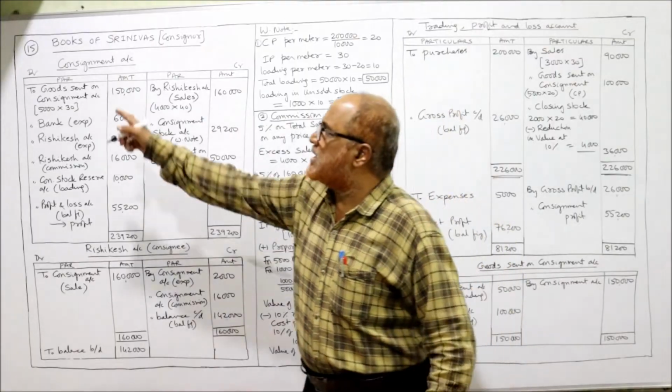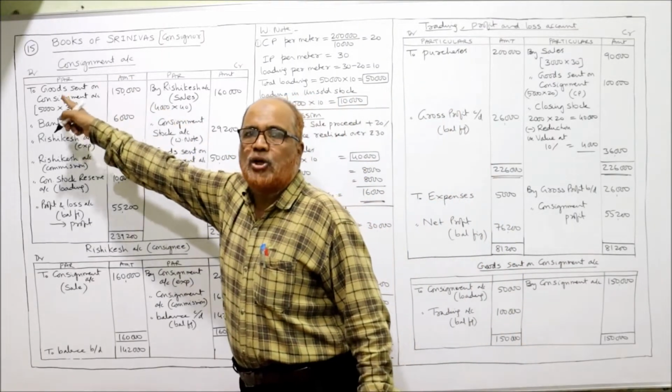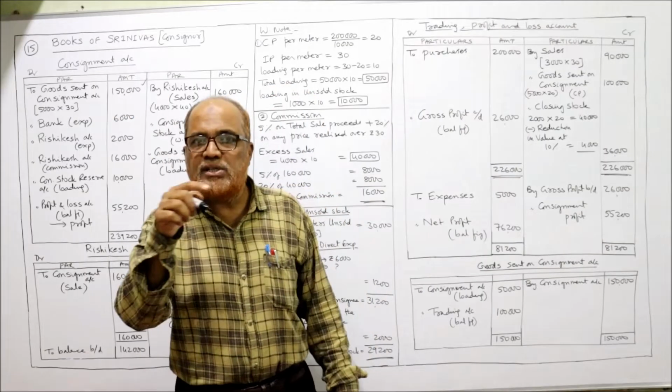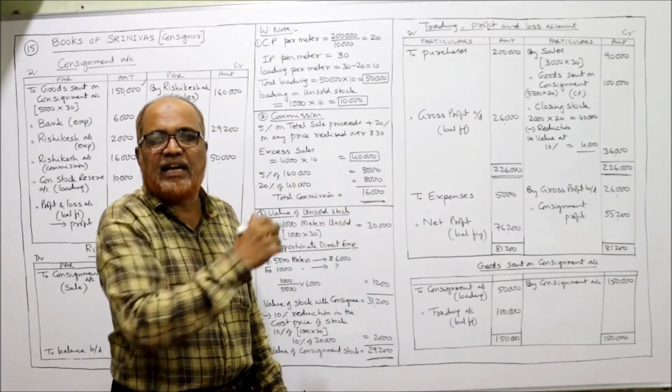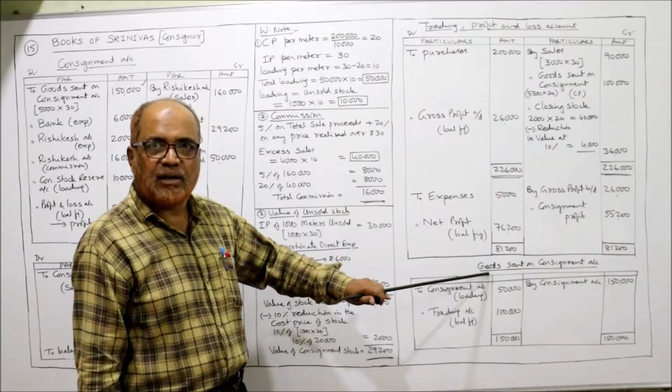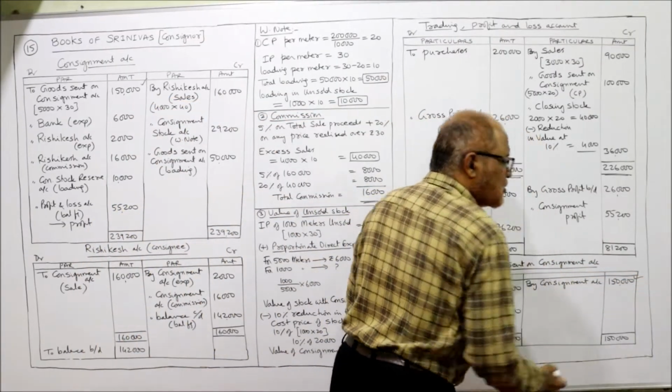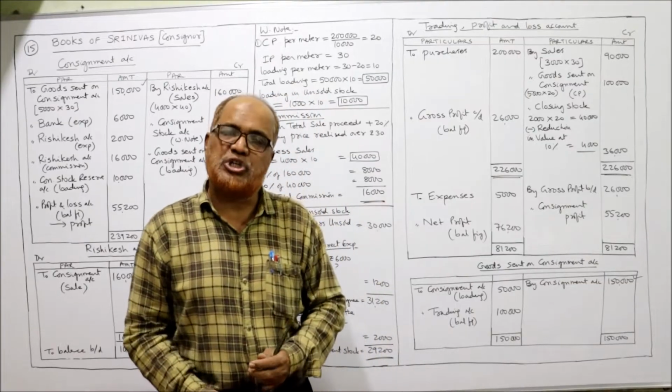So I'm debiting consignment. Consignment account is debited, goods sent on consignment 1,50,000. And goods sent on consignment should be credited by consignment, 1,50,000. So the first entry we have posted.